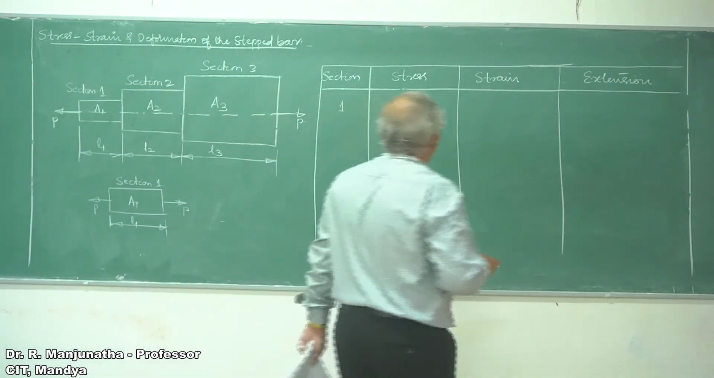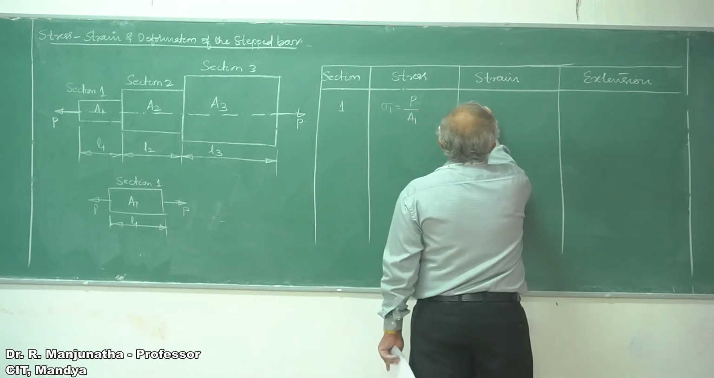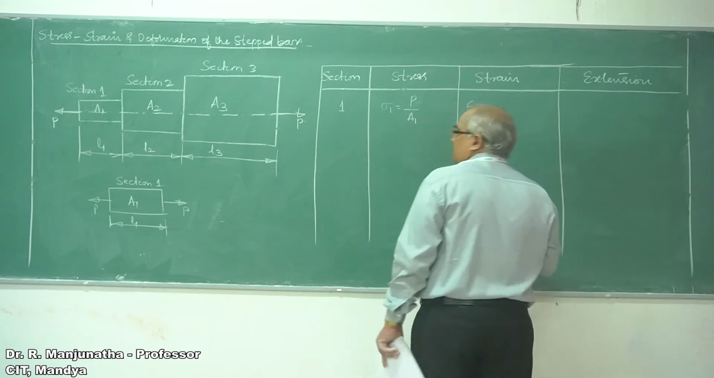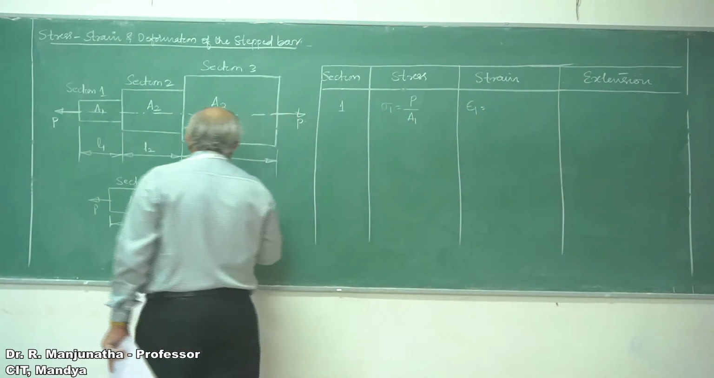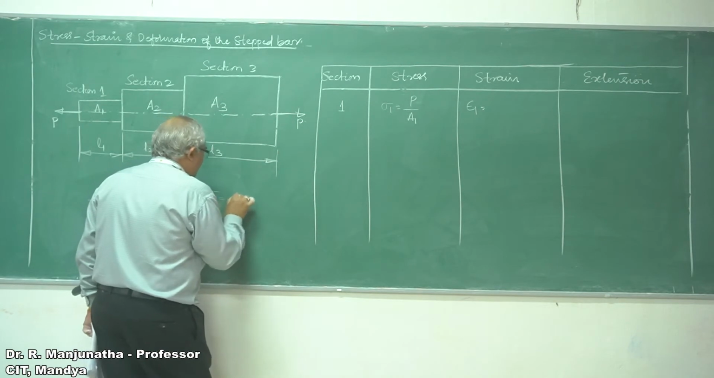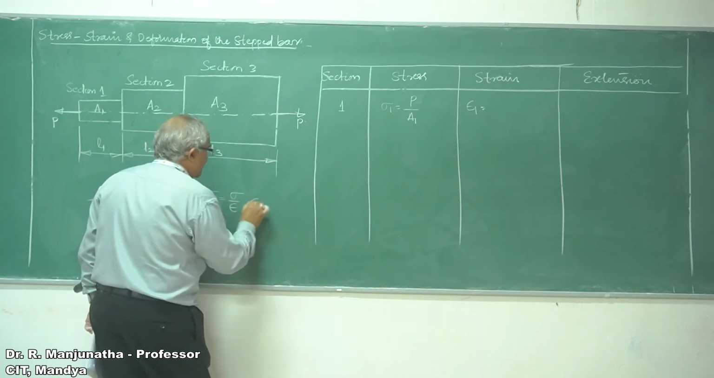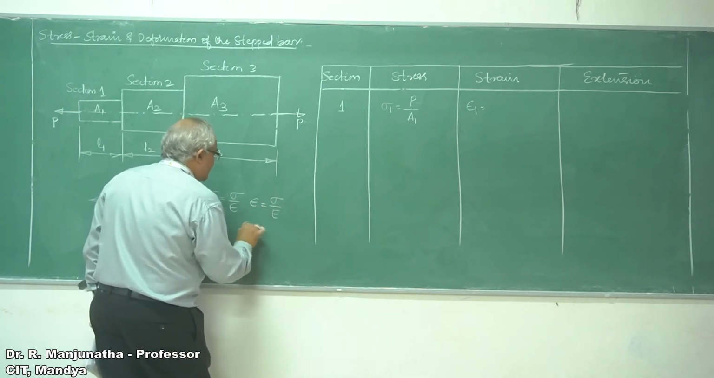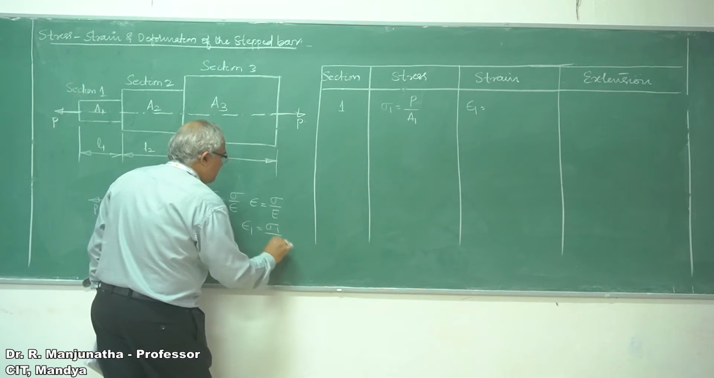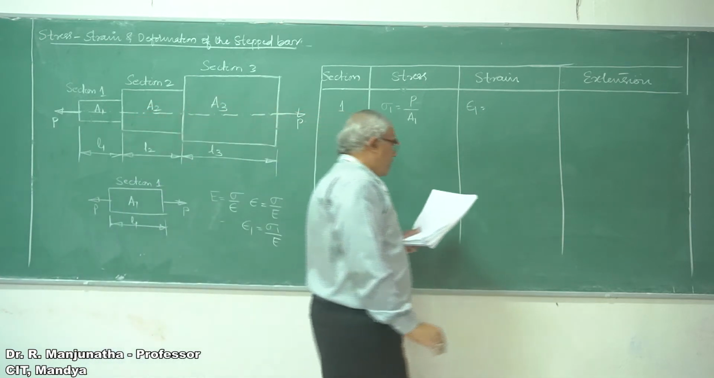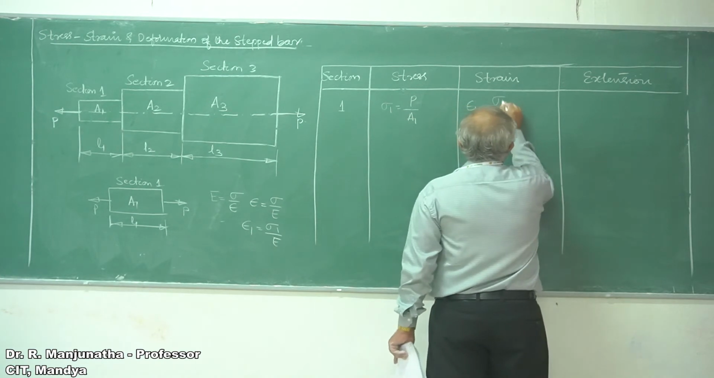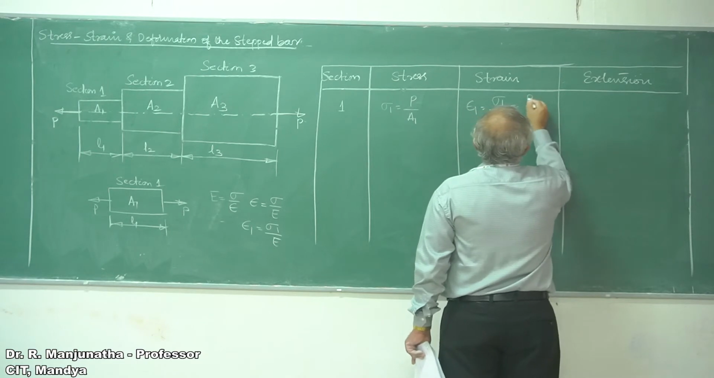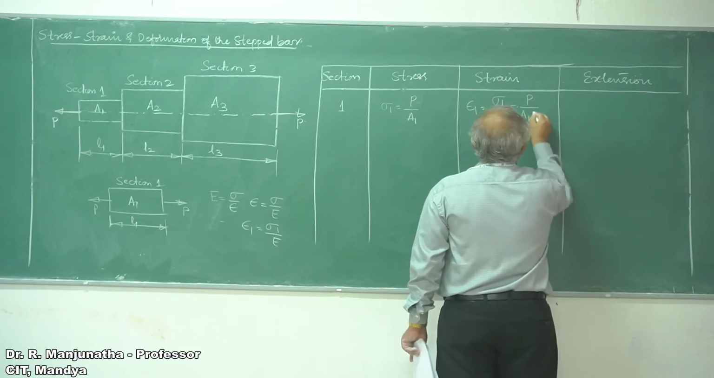Now the strain is given by epsilon 1. What is the condition for the strain? The Young's modulus is the stress by strain. Since I want the strain, epsilon will be equal to sigma by E. So epsilon 1 will be equal to sigma 1 by E. What is sigma 1? It is P by A1, so that will be equal to P by A1 into E.